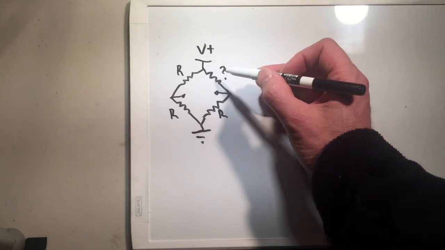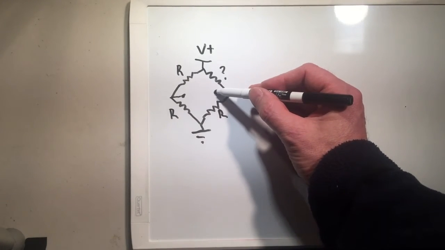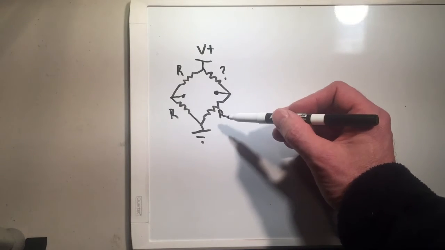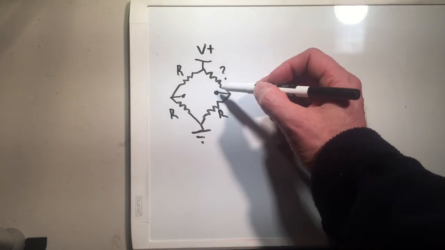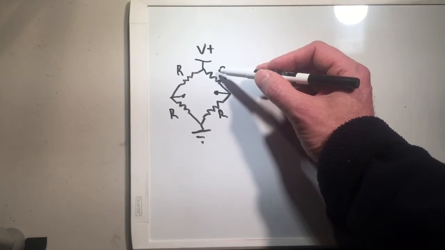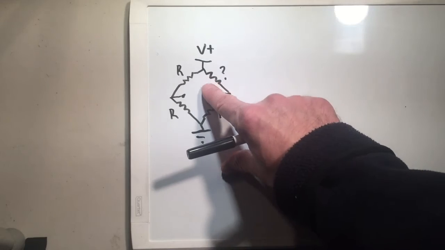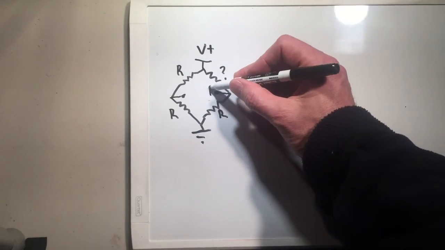If the resistance here changes, then obviously the potential on this side is going to change. So you can get a ratiometric measurement, basically, because this is a voltage divider. As this resistor changes here, as it gets larger, voltage there will go down. If this resistance here gets smaller, voltage will go up.